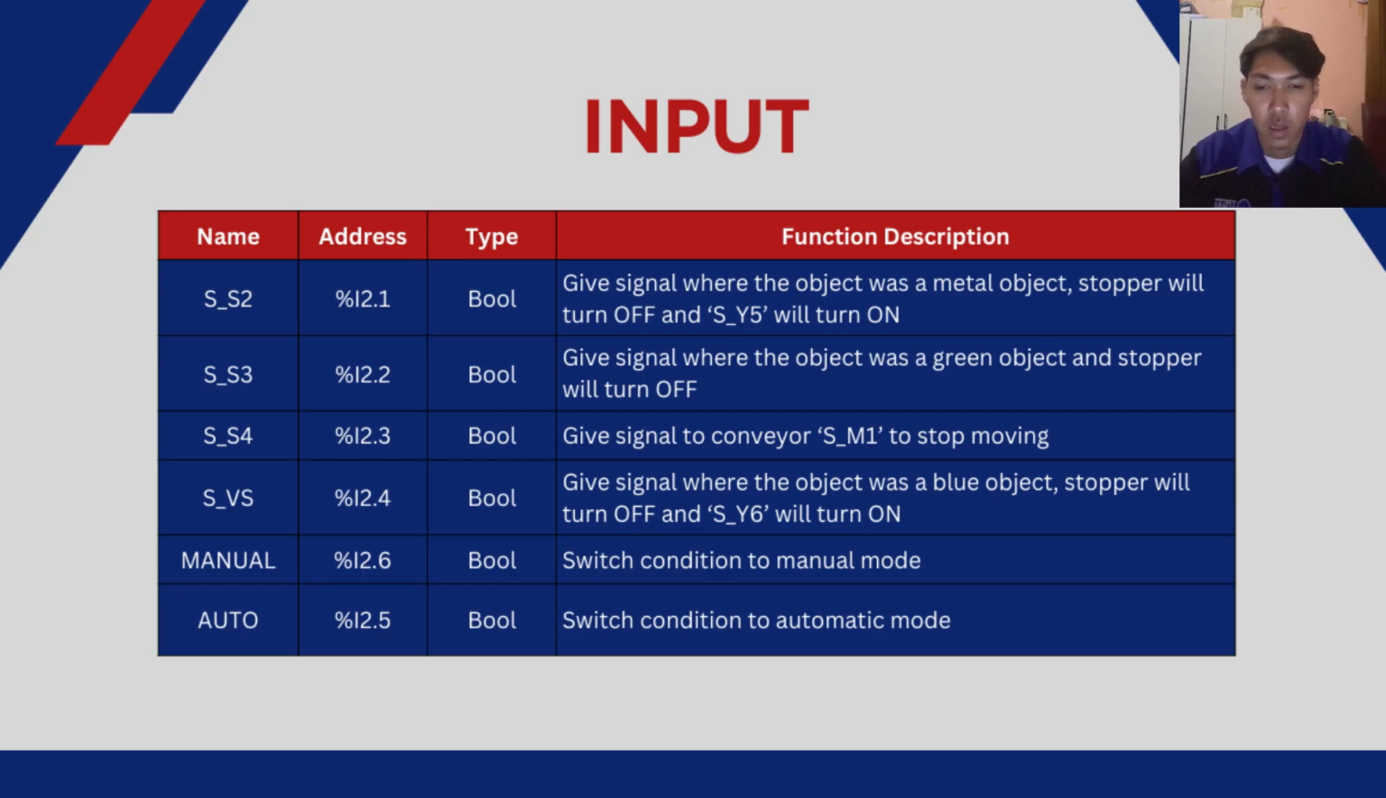For the manual, we are using I2.6, a function that switches the condition to manual mode. For the auto, we are using I2.5, and the function is to switch the condition to automatic mode.